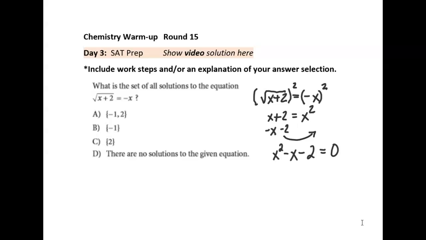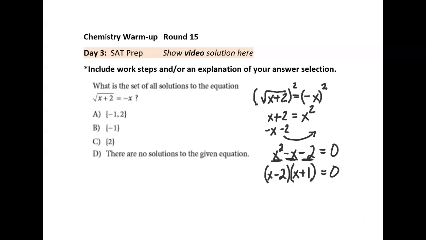Often, quadratic equations in standard form can be factored. And that is the case here. That is a factorable trinomial. X times x is where that first x squared comes from. Negative 2 and positive 1 is where that minus 2 comes from. And the outer and inner products from FOIL result in the negative 1x that's in the middle.